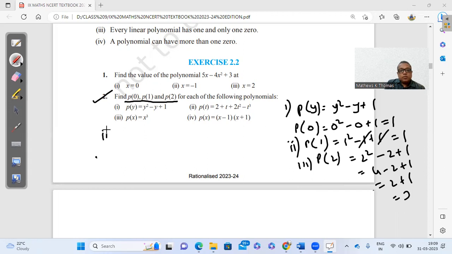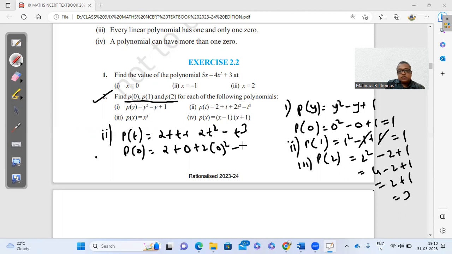So if I'm doing the second part now, the value of Pt is given 2 plus t plus 2t square minus t cube. So here again, find P0. Wherever there is t, you will put 0. So 2 plus 0 plus 2 into 0 square minus, instead of t, again 0 cube. What have we done? Wherever there is t, we are putting 0. So this is going to be 2 because all this is going to be 0. We get 2.